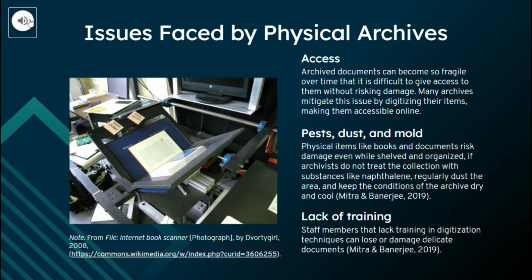Aside from just the damage of wear and tear, physical materials are at risk to be damaged by pests, dust, and mold. Storing items incorrectly may lead to these kinds of problems. Mitra and Banerjee give a few common ways that archivists use to combat these problems. Some archivists treat collections with substances like naphthalene to keep away pests. Archivists regularly remove dust and keep the archives cool and dry to prevent mold from growing.